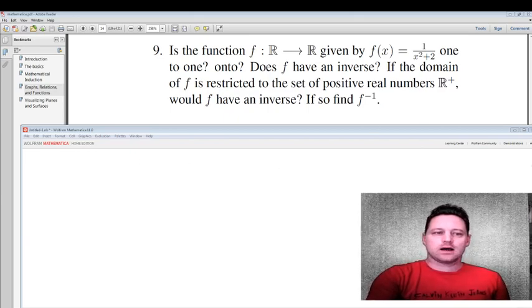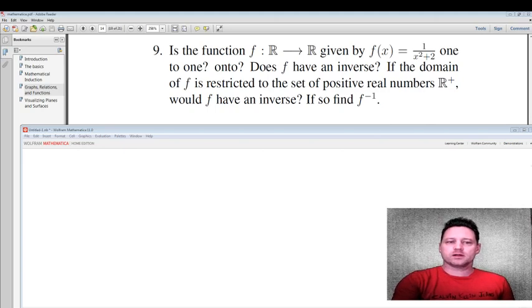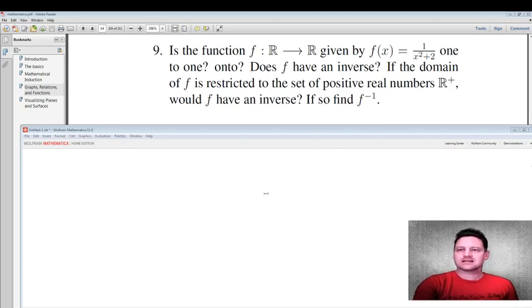Okay, so let's have a look at this problem. It says, is the function f that sends the real numbers to the real numbers given by 1 on x squared plus 2, is this one-to-one? Is it onto? Does it have an inverse? And some other questions. So let's get started.